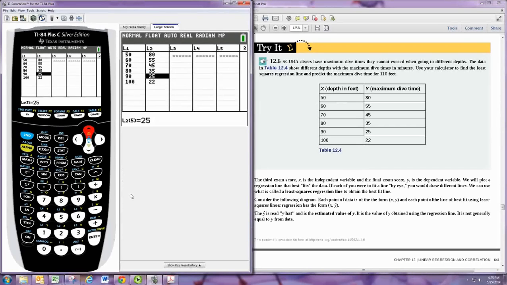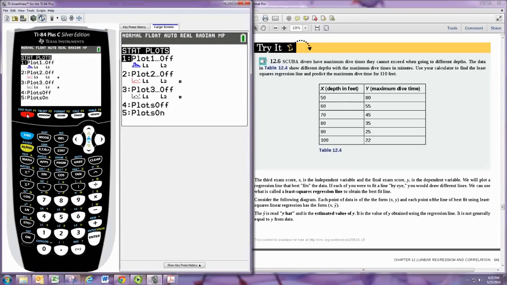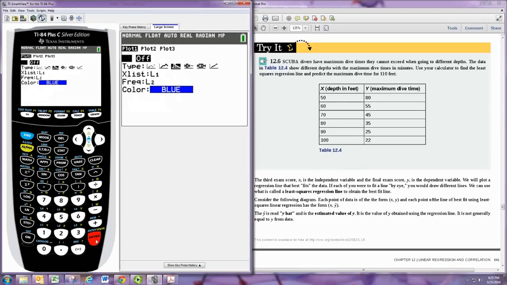All right, once the data is in there, we can plot the data to get a scatter plot. In order to do this, we need to hit second Y equals, and we need to go to the scatter plot. Now, these are turned off currently, but we can turn one on. So let's just do this one, and go ahead and turn it on. The type needs to be the first type there with the dots. That's the scatter plot type. And remember, our X is in L1 and our Y is in L2, so we don't change that. And we don't need to change the marker.